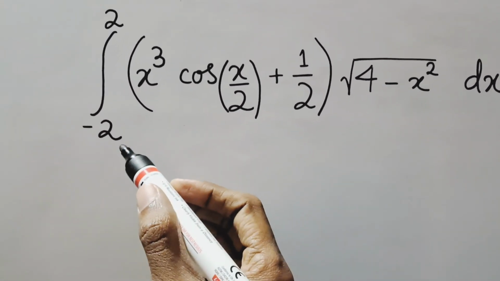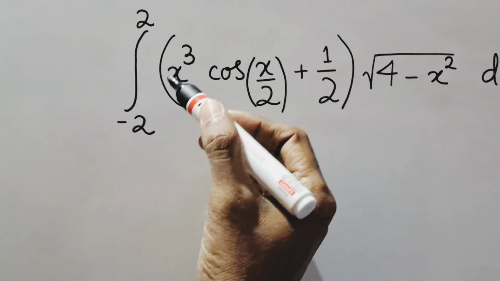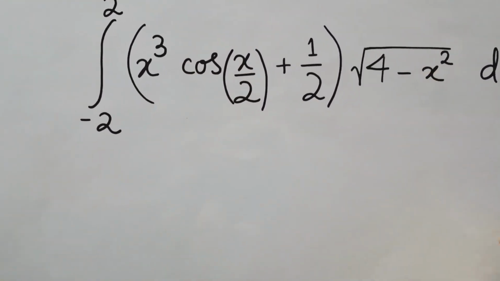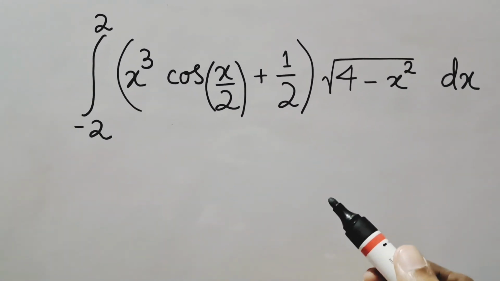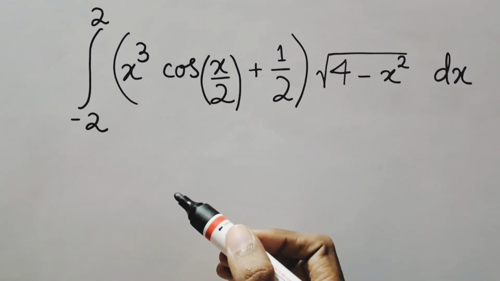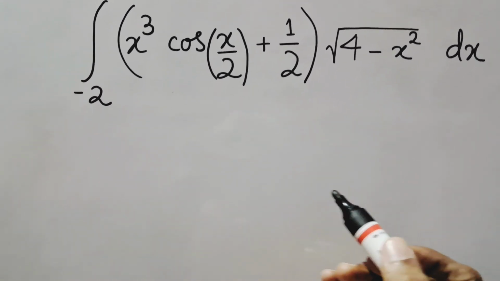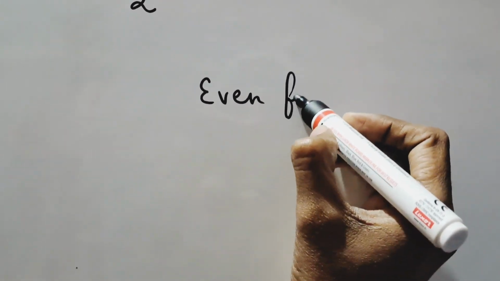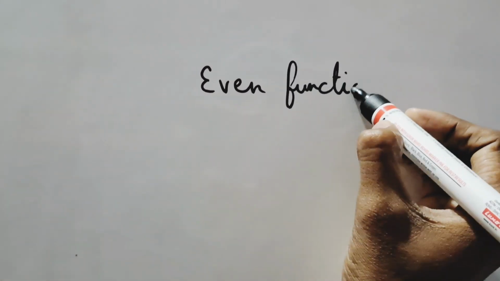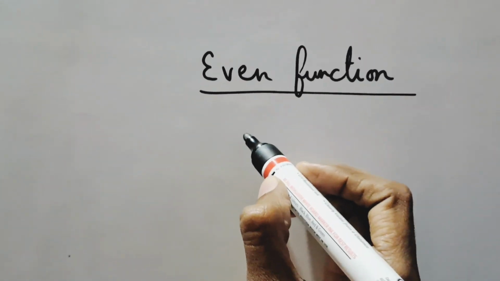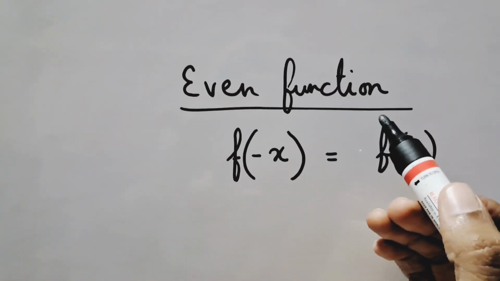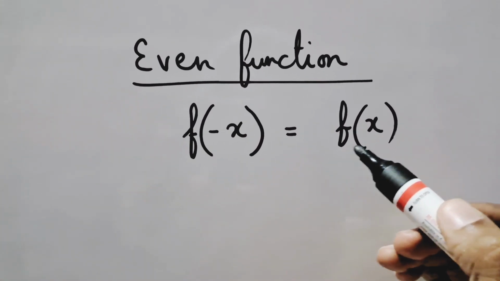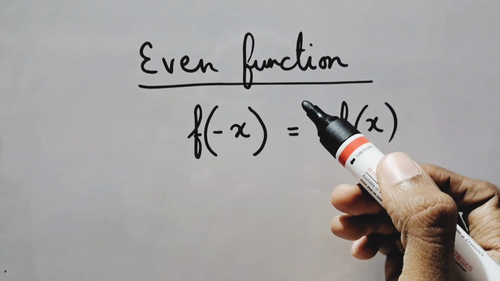So first of all, we have to treat the integration of this type, minus a to a f of x dx. Before that we must know what is an even function and what is an odd function. First of all, what is an even function? A function is even if we calculate f of minus x, and we get the same function f of x. Then f of x is said to be an even function.